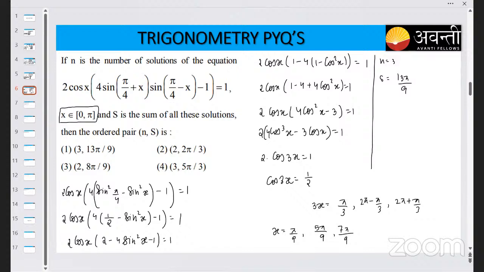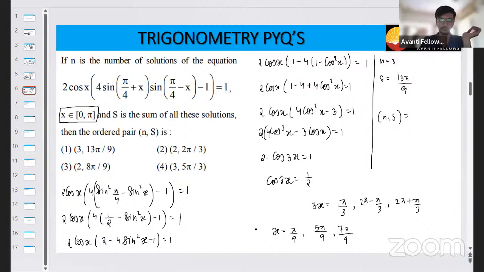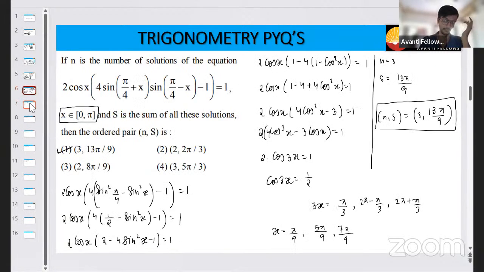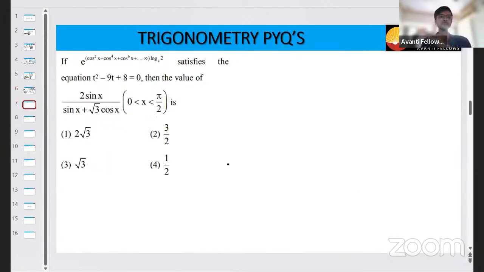Just a second. I think we got our answer, right? So N comma S. Yeah, sorry. N comma S will be 3 comma 13 pi by 9, which is option number 1. So yeah, we got the answer. Option number 1. Let's see the next one.